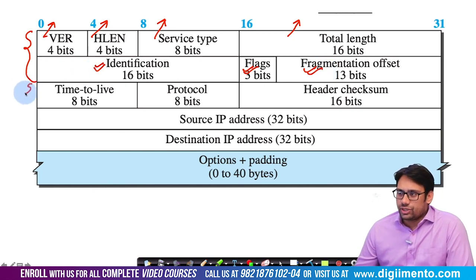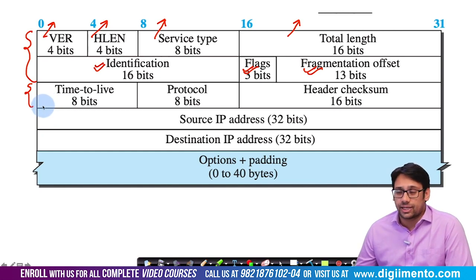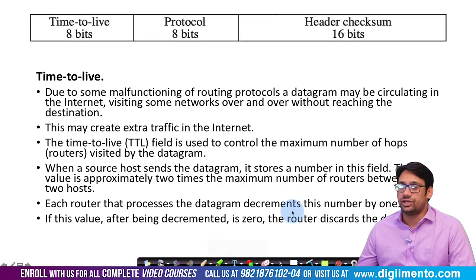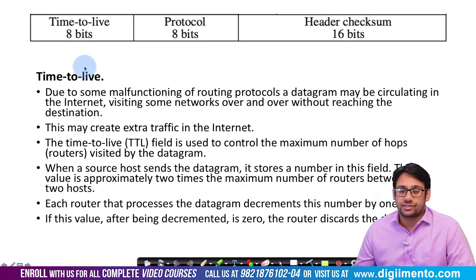Now in this video, we are going to discuss this third row, which has three fields: the time to live field, the protocol field, and the header checksum field. So we'll start with the time to live field. What is this time to live field in case of your IPv4 datagram? So the first field is time to live. Now what exactly is the time to live?